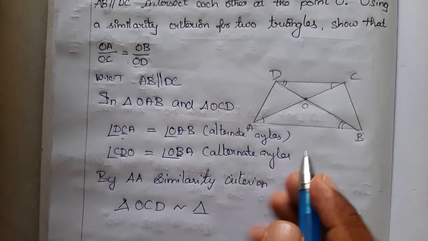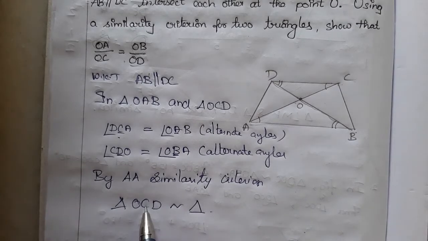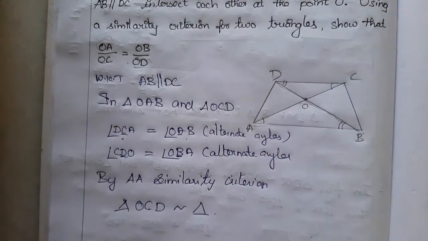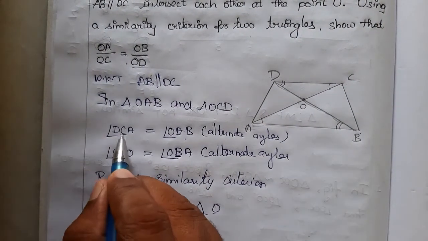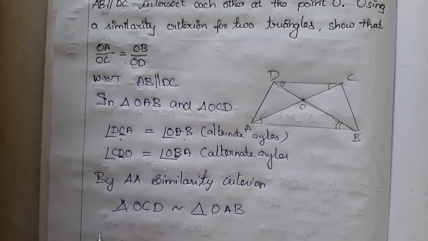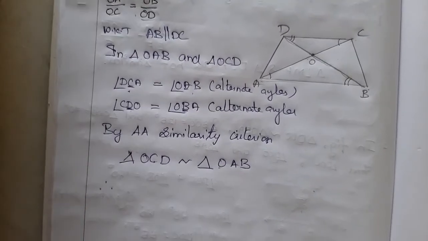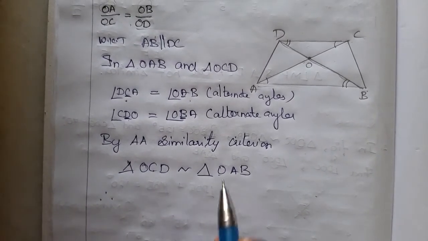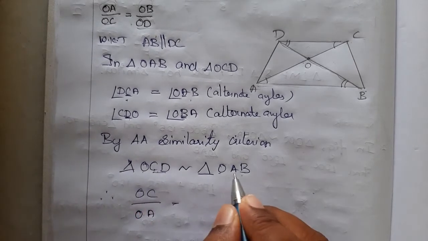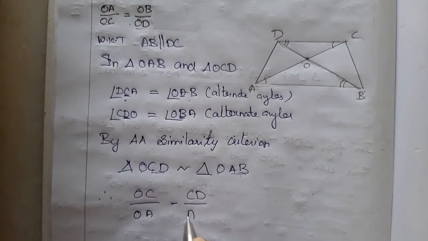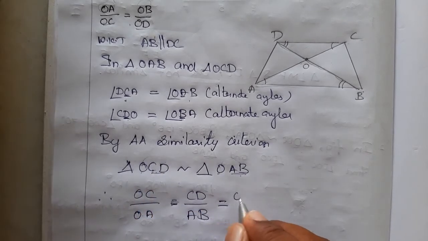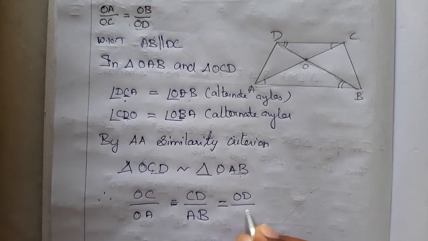the O? No. So let the first place be the same, and C will correspond to A and D will correspond to B. So O is the same as O, and C corresponds to A and D corresponds to B, right? Then now we can write the sides in proportion: OC by OA is equal to, next, CD by AB. You should follow this order only. You should not take any order. And first and last, OD by OB.